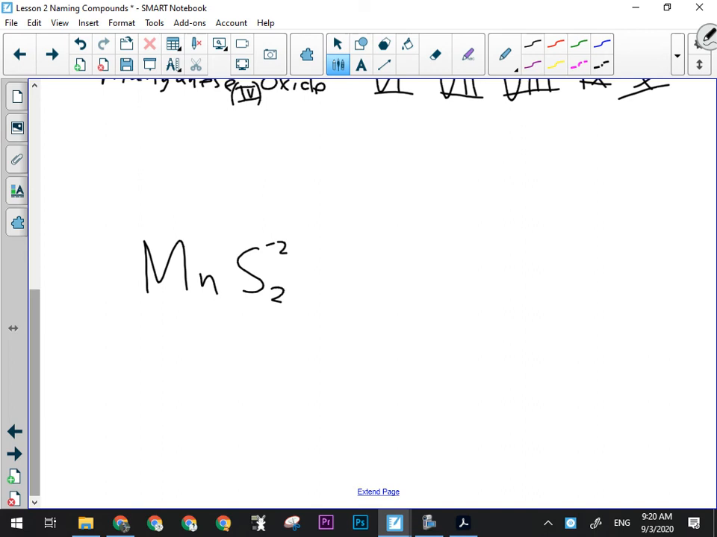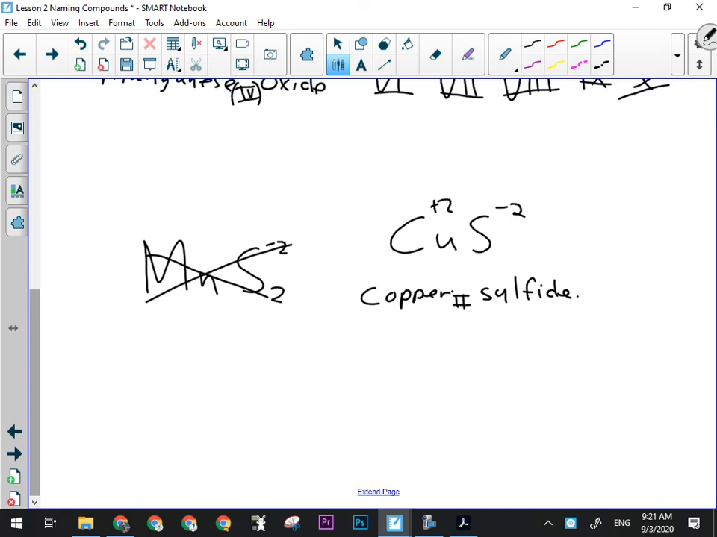All right, let's try a different one here. Let's try that one. All right, so I've got Cu, which stands for copper. S stands for sulfur, so that'll be sulfide. And copper can have which charges? 1 or 2, right? +1 or +2. I want to figure out which one it is, so I look at my non-metal. Sulfur is always a -2. There's only one sulfur here, so copper must be a +2. All right, so then I can put a Roman numeral 2 here.